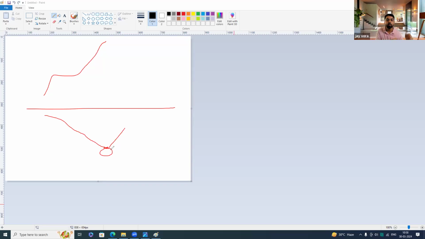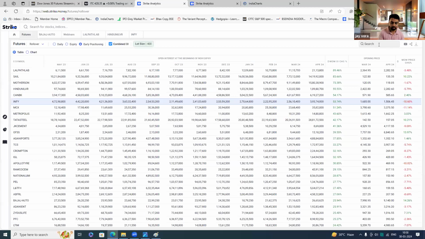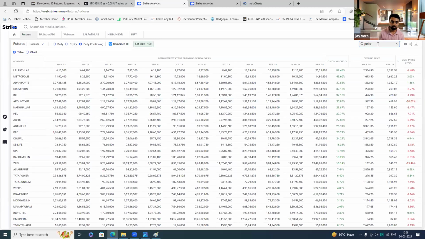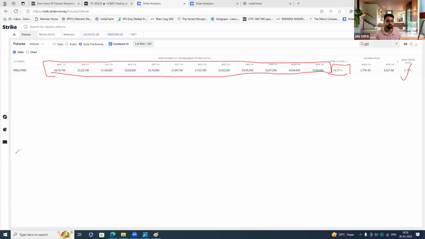So they are probably not more interested in holding on to the position. One such example, when I was looking at the chart, was Pidilite. Over here, you could see that the prices saw a nearly 10% surge, but the open interest was down. And when we see the historical data over here, it is now at a one-year low, the starting open interest.